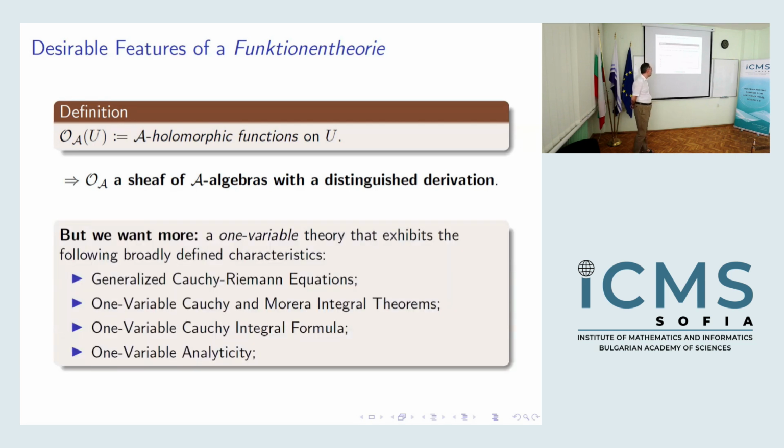But we do actually want more from our function theory, because we want to imitate the success of the classical complex analysis of a single variable. We want it to be a one-variable theory, whatever that means, that exhibits some more broadly defined properties, namely the presence of some form of generalized Cauchy-Riemann equations, some form of one-variable Cauchy-Morera integral theorems, a one-variable Cauchy integral formula, and one-variable analyticity, whatever that means, to be determined.